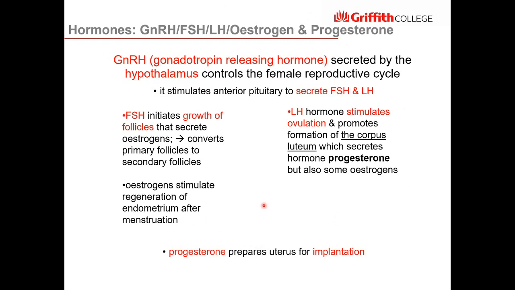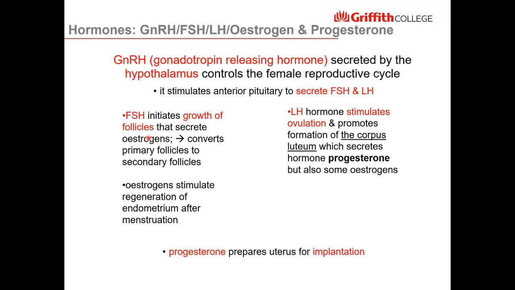Now, again, what we're looking at here is a bit of a summary, a recap on the hormones, especially how they relate to the reproductive cycle. What kicks off this entire process is gonadotropin-releasing hormone. That is secreted by the hypothalamus, and it triggers the pituitary gland to secrete follicle-stimulating hormone and luteinizing hormone. Follicle-stimulating hormone triggers and initiates the growth of the follicles that help to secrete estrogen.